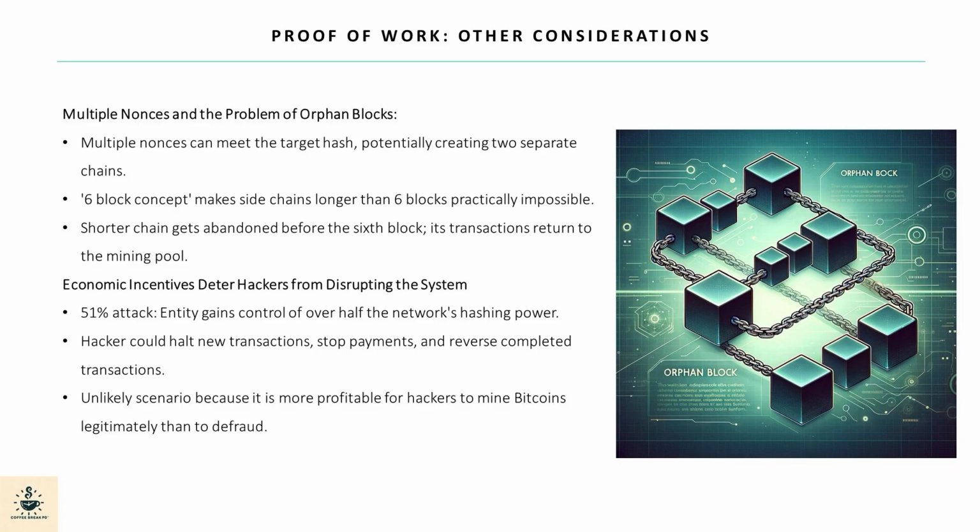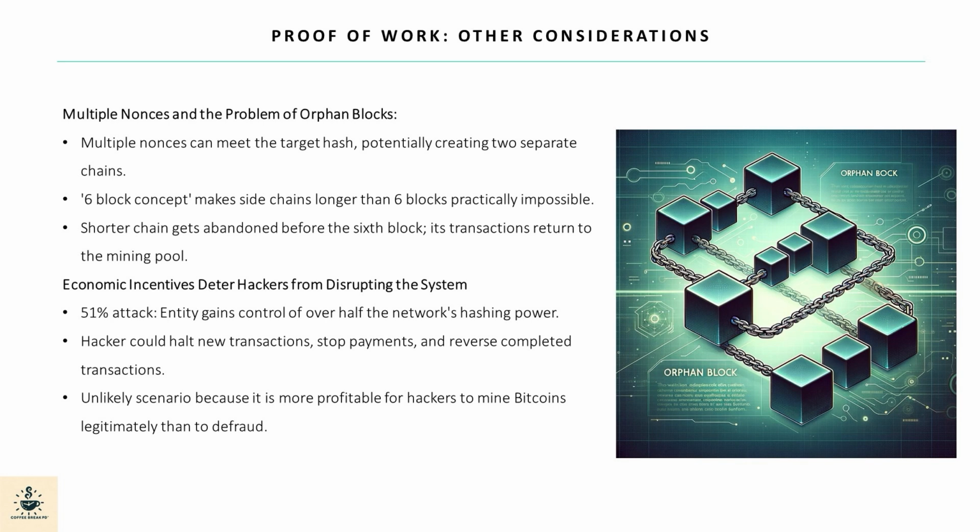Multiple nonces and the problem of orphan blocks. Since multiple nonces can satisfy the target hash, there's a chance that two separate chains might be built simultaneously. However, this situation is temporary. According to the 6-block concept, it is practically impossible to have a sidechain longer than 6 blocks. Typically, before the 6th block is added, the longer chain will prevail and the shorter chain will be abandoned. The transactions from the abandoned chain will return to the mining pool to be mined in the future.